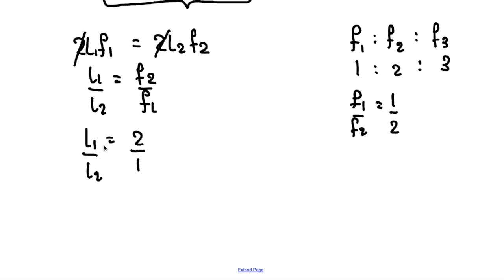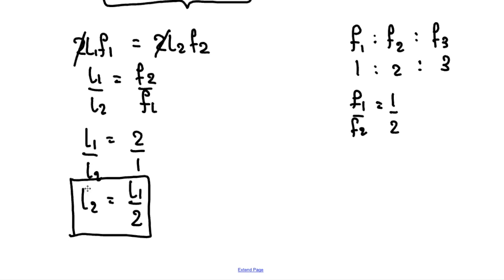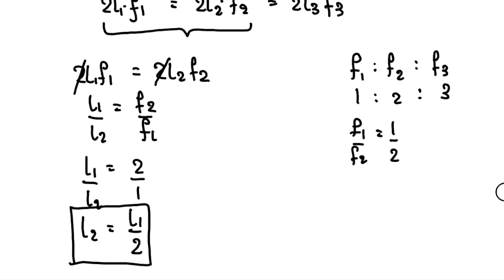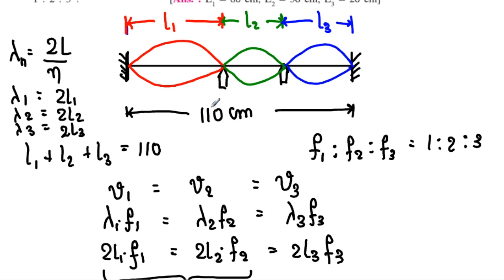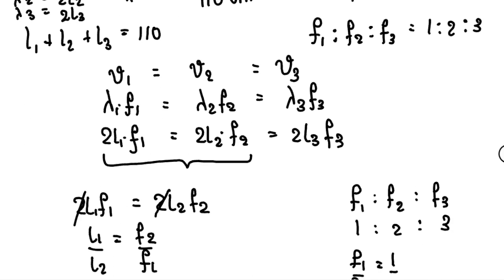So I have one relation of l1 in terms of l2. I can say that my l2 equals l1 by 2. This is one equation which I have brought of l2 in terms of l1. Now my strategy is simple. I have this standard equation, so I'll find L2 in terms of L1, L3 in terms of L1, and substituting in this equation I'll get the value of L1. Thereafter it will be very easy to find the other values of L2 and L3.